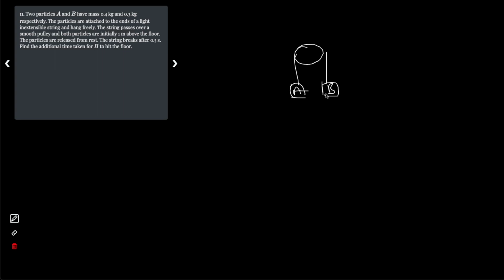So here's A, here's B. 0.4g here and 0.3g here. And we can draw T here and T here. And without reading the rest of the question, we can figure out what the acceleration of the system is. So I'll do that here.